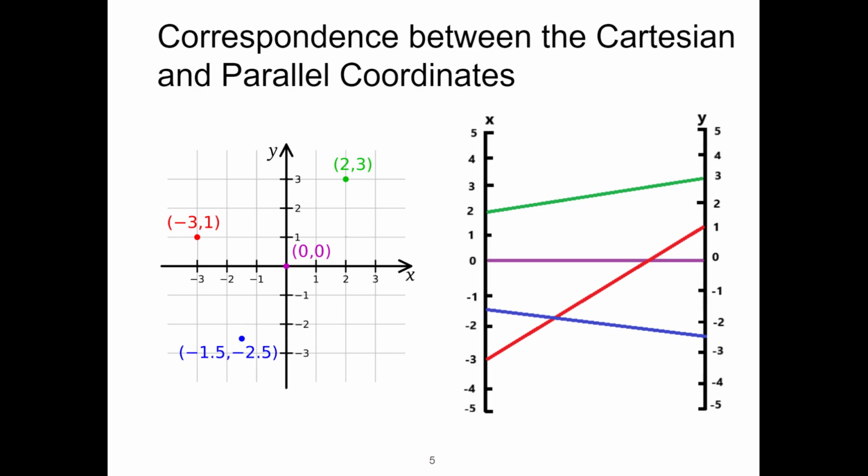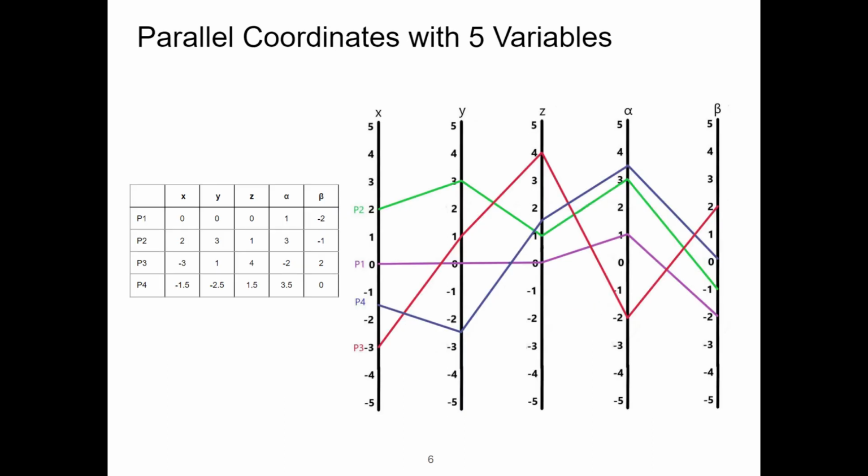This example is only 2-dimensional. Let's see what happens if we add more dimensions to the parallel coordinates plot. Parallel coordinates with 5 variables. This is the table from slide 3 that we already saw before. We could not plot this data on the Cartesian plot, but we can plot this in a parallel coordinates plot.